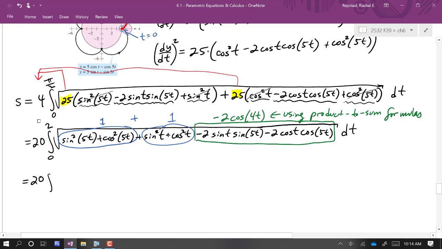Oh, for some reason up here I wrote an integral from 0 to 2, that's pi over 2. So we're integrating from 0 to pi over 2. And I've got the 1 plus 1 is 2, minus 2 cosine 4t.